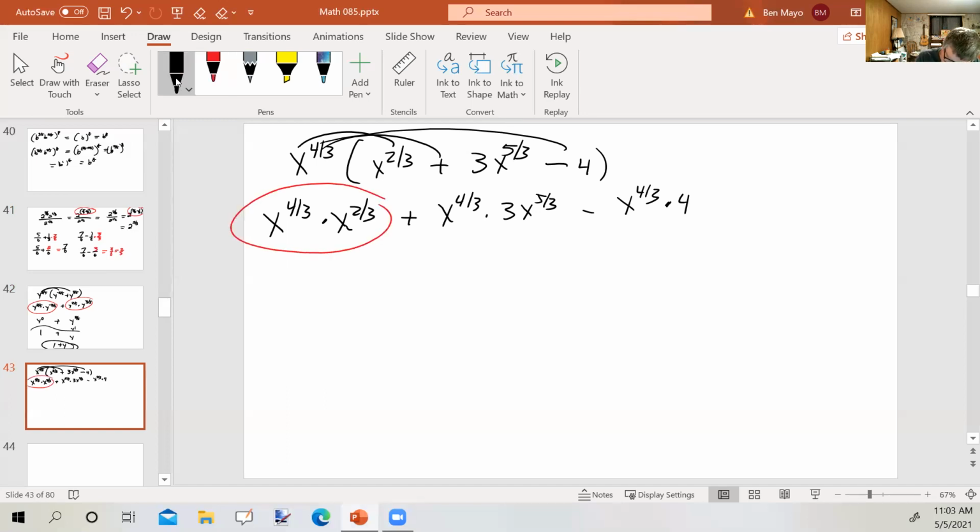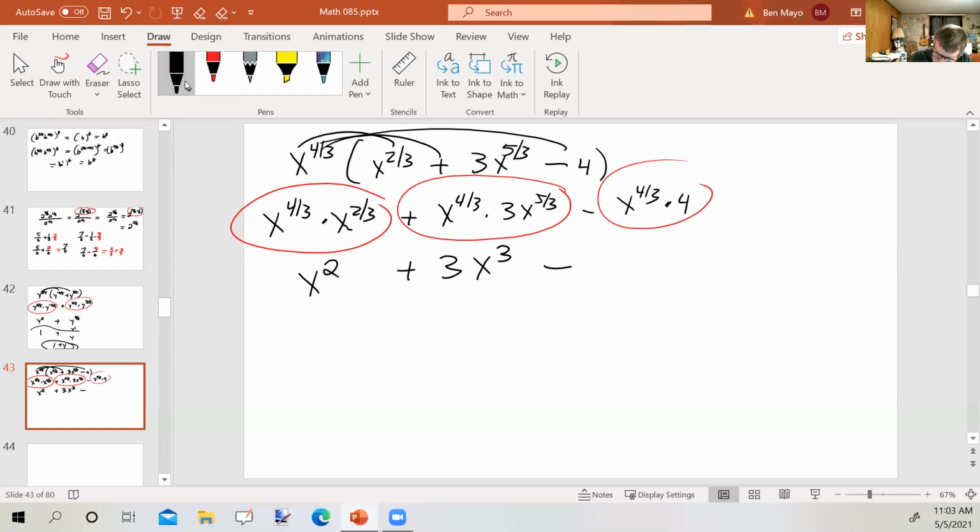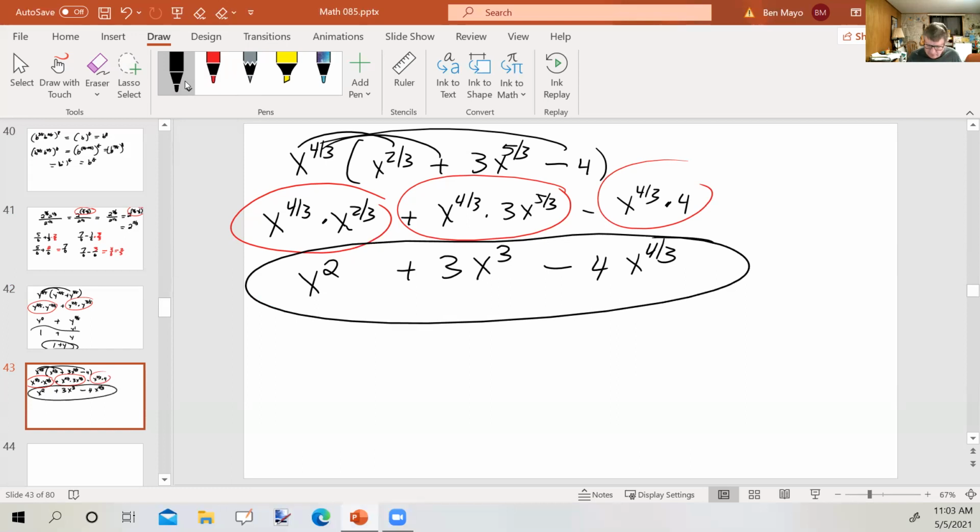So this first one, x to the 4/3 times x to the 2/3, we're going to add the exponents. 4/3 plus 2/3 is 6/3, which is 2. So I get x squared. The second product, x to the 4/3 times 3x to the 5/3 would be 3x to the 9/3, which is 3x cubed, and then minus, and this is just going to be 4x to the 4/3. So there's our final answer.